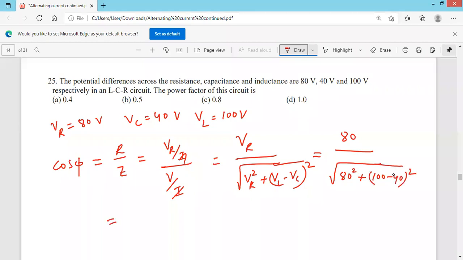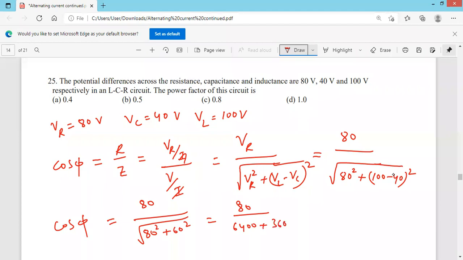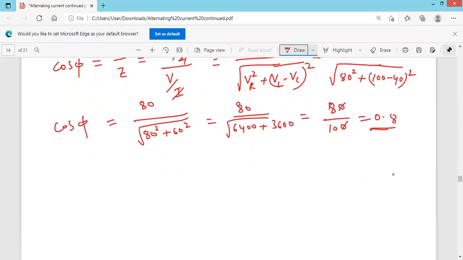So cos phi is 80 divided by the square root of 80 square plus 60 square. 80 square means 6,400 and 60 square is 3,600. It's 10,000, and the square root of 10,000 is 100. It's 80 divided by 100, the zeros cancel. It's 0.8. Option C is the correct answer.